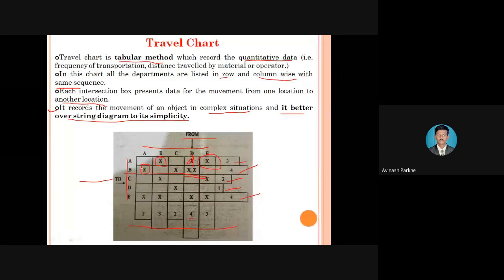Whatever limitations there are for the flow diagram and for the string diagram, all those limitations can be eliminated by using this travel chart. So this is also one of the third recording techniques, used to calculate the distances traveled by the operator or the material from one station to another station. Okay, so this is about the third technique, travel charts.